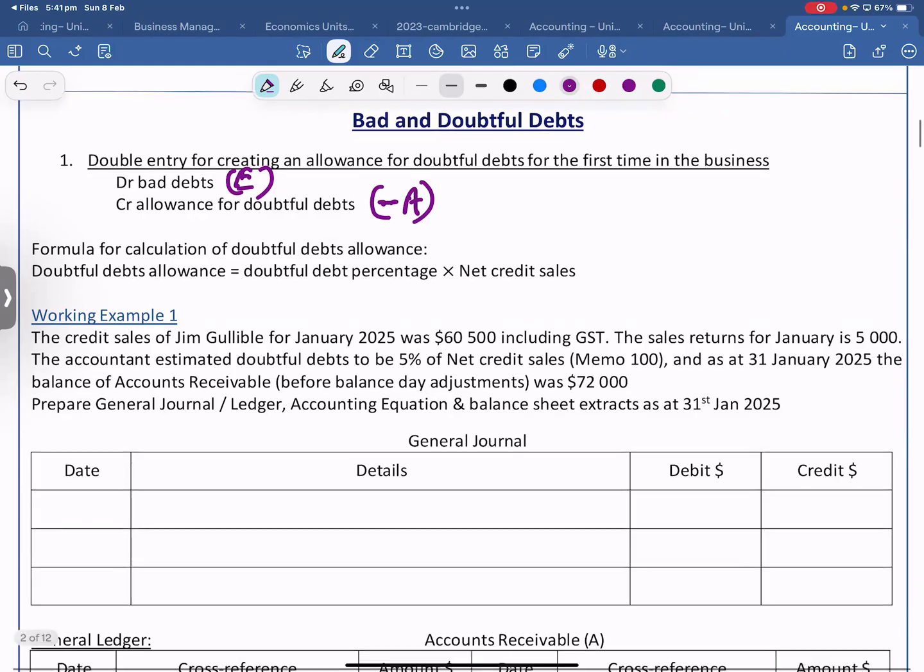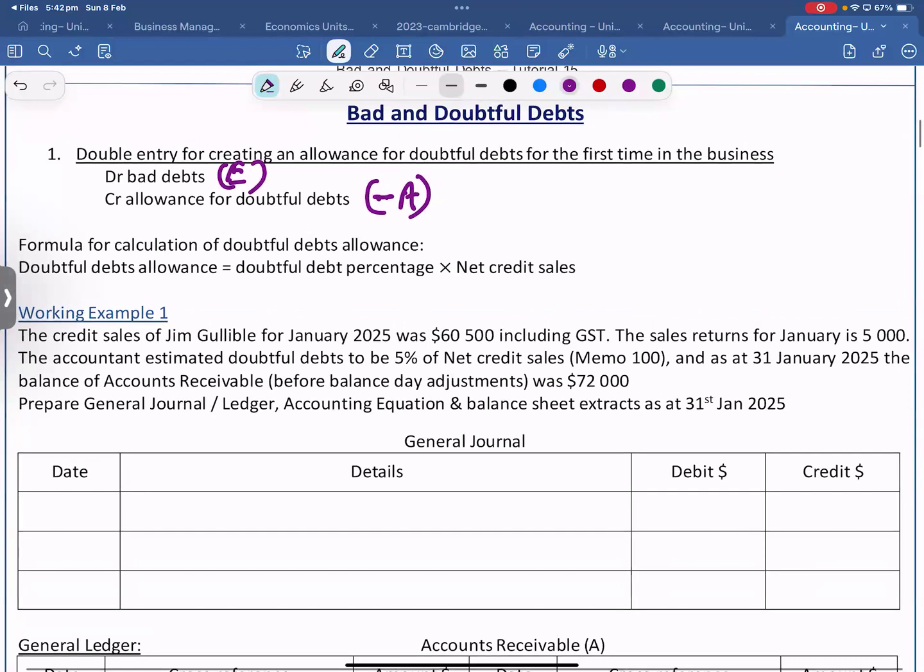Now please read the example, guys. The credit sales for the period: sales for Jim Gulliver for 60,000 and for the other customer, for January. And then beyond that, this is now January. It's for 72,000.